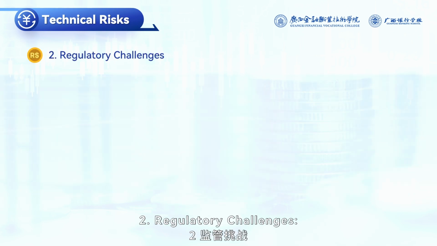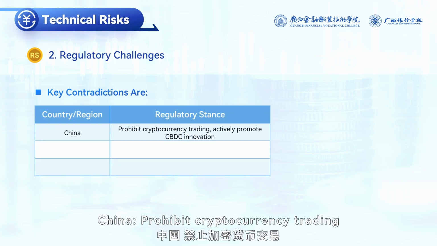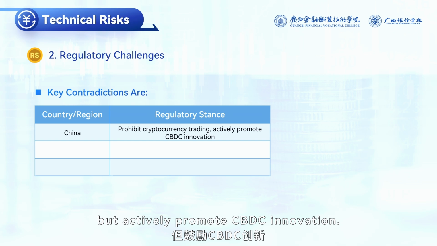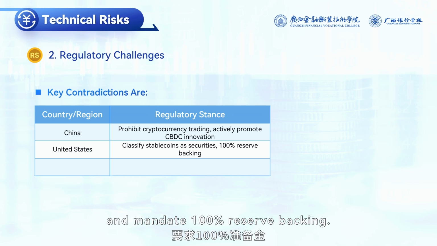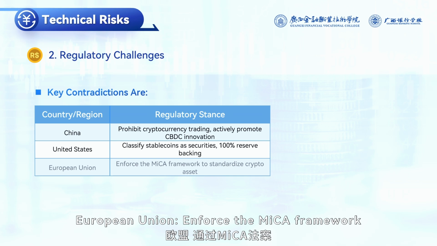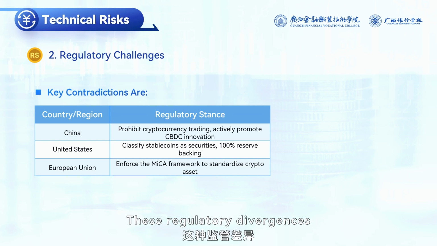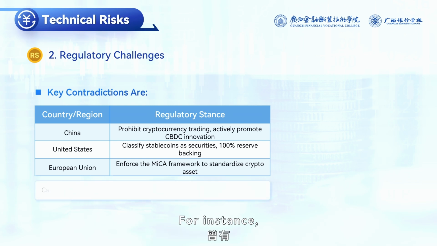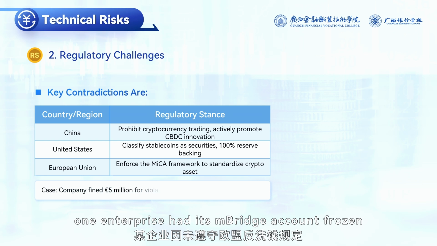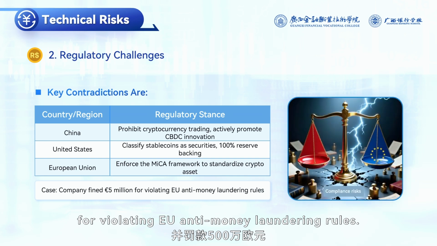2. Regulatory challenges. Key contradictions are: China prohibits cryptocurrency trading but actively promotes CBDC innovation. The United States classifies stablecoins as securities and mandates 100% reserve backing. The European Union enforces the MiCA framework to standardize crypto asset regulations. These regulatory divergences impose significant compliance risks on businesses. For instance, one enterprise had its mBridge account frozen and was fined €5 million for violating EU anti-money laundering rules.